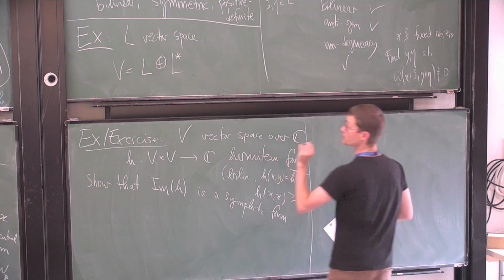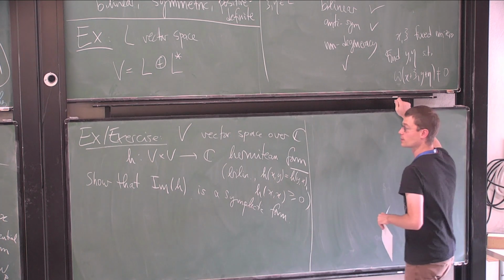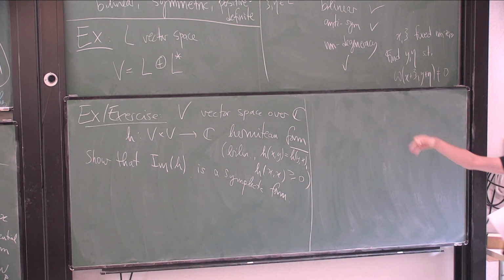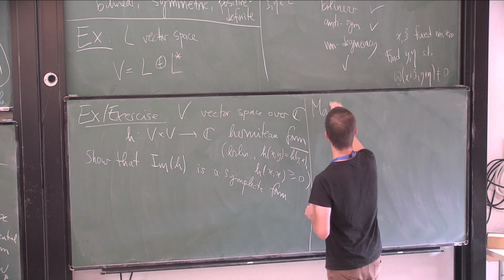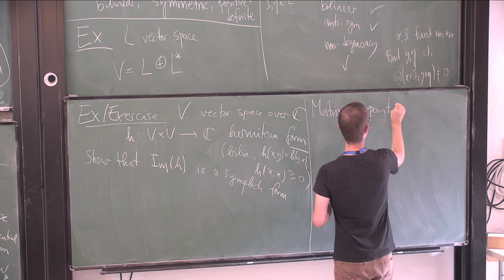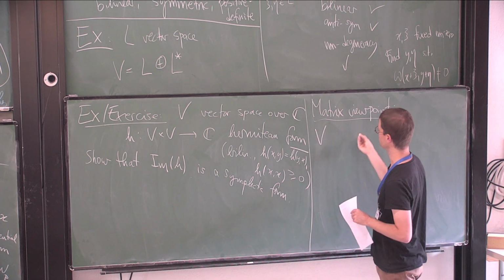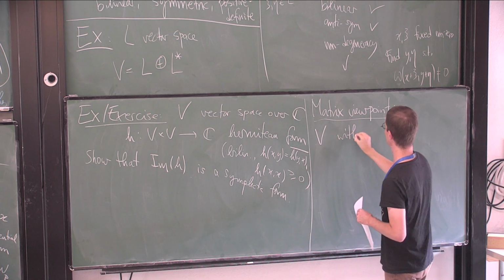Okay, so after the definition and some examples, I would like to try to link this to what you're probably more used to seeing, which are coordinates. So what is the matrix viewpoint of this? In order to get a matrix out of this bilinear form, this vector structure, you need to fix some bases.